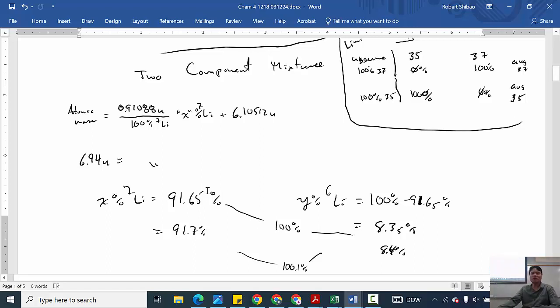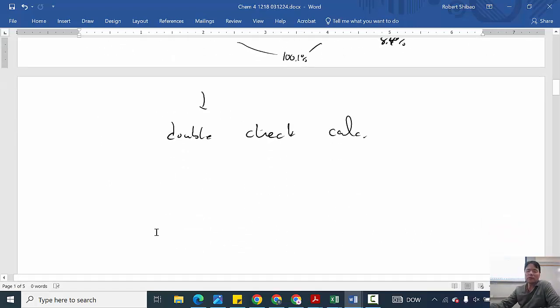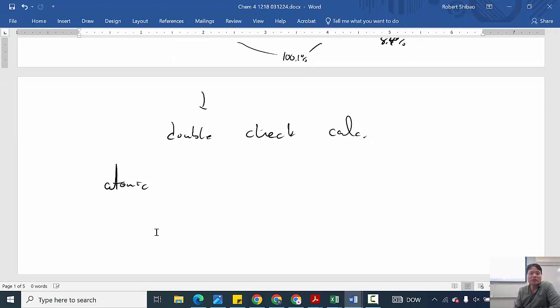So conceptually it seems okay there, but if we want to really double check this, then what we do is we go ahead and calculate. I'm going to calculate the atomic mass and see. Atomic mass is supposed to be 6.94.